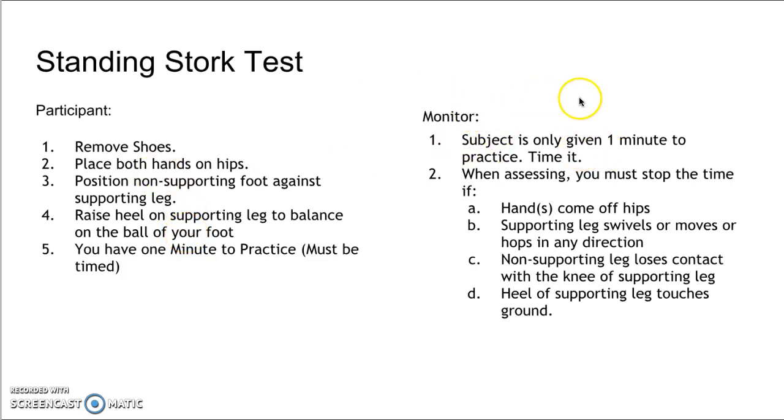Monitors, set the timer to 1 minute and allow your participant to practice each leg for 1 minute. Then you're going to do this test 3 times. You will count how many seconds they are on the ball of their foot with their heel off, and you will stop the timer when their hands come off their hips, or their leg swivels, like rotates, or they hop.